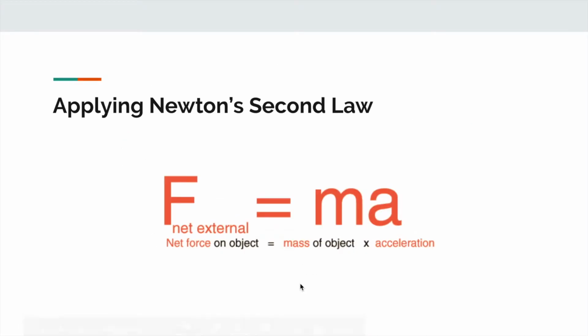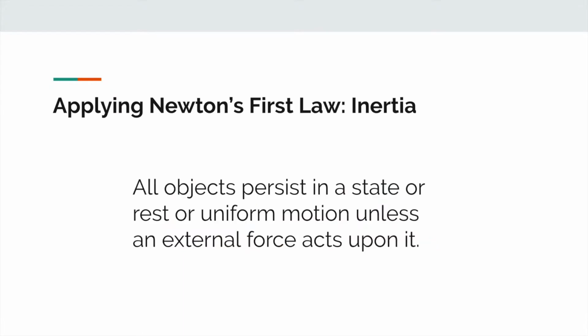The first one being Newton's second law, that the force is proportional to the mass and acceleration of the object. The second important law which we utilize in this model is Newton's first law, that of inertia. All objects persist in a state of rest or uniform motion unless an external force acts upon it. In our model, we are assuming that the ball is moving at a constant velocity and that it has a net force of zero. Thus, the acceleration is also going to be zero. More on that in a few minutes.